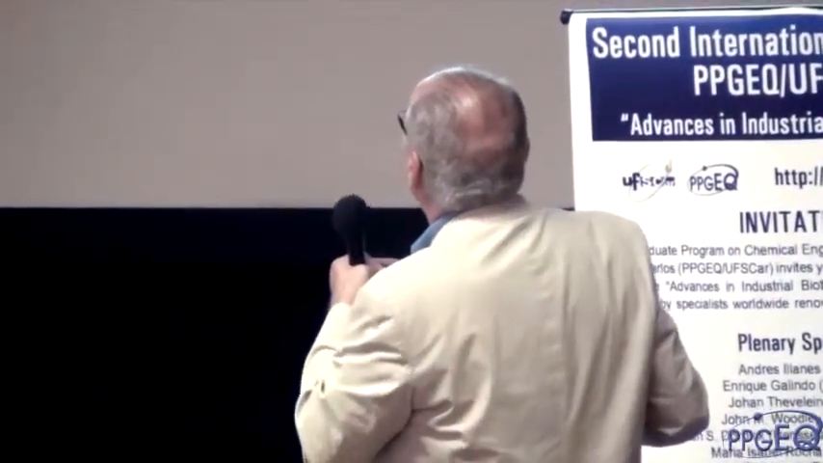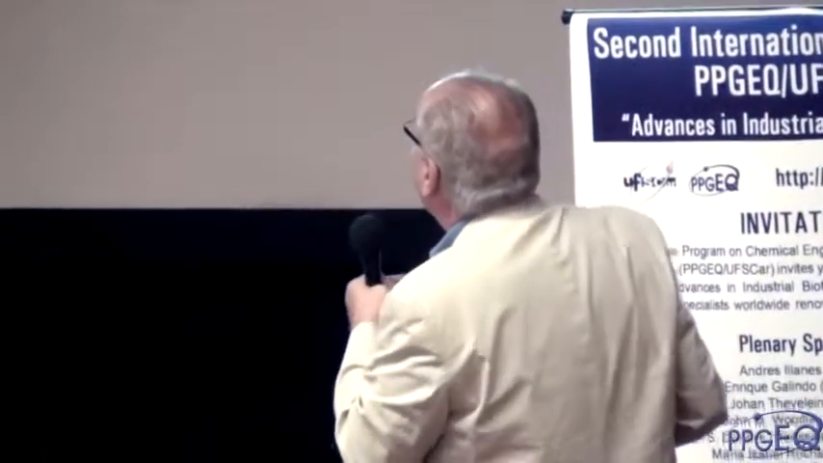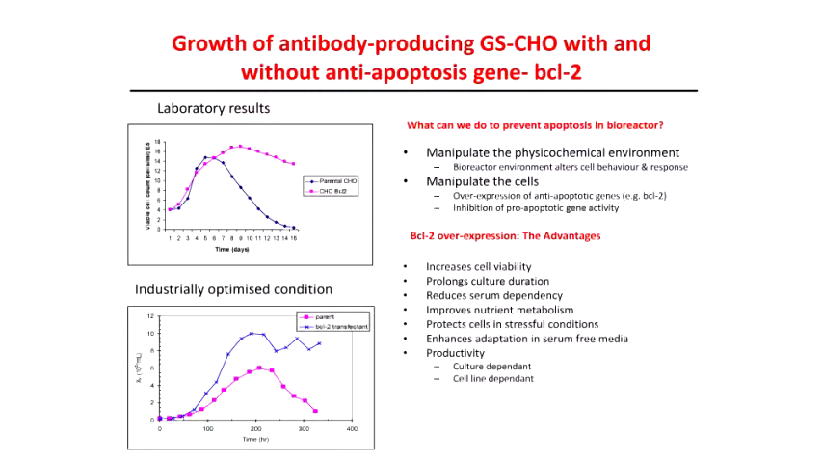So if you want to prevent apoptosis in a bioreactor, then obviously you manipulate the physiochemical environment to reduce it by feeding. That's the easiest thing. But genetically, you can manipulate the cell, put in anti-apoptotic genes such as BCL2, and increase cell viability, you prolong culture duration, you reduce serum dependency. That's another thing. They consume fewer nutrients to survive, it also improves nutrient metabolism, protects cells in stressful conditions, and enhances adaptation to serum-free media, and also to suspension, because these cells are actually anchorage dependent.